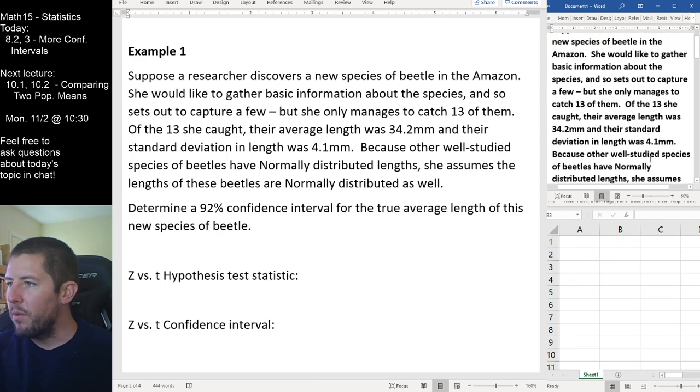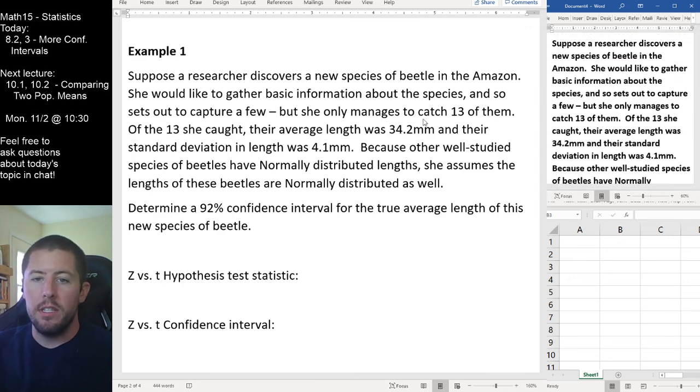This is just a pretty long one here. Suppose a researcher discovers a new species of beetle in the Amazon. She would like to gather basic information about the species, and so she sets out to capture a few, but she only manages to catch 13 of them, right? We're in the Amazon, hard to find certain bugs.